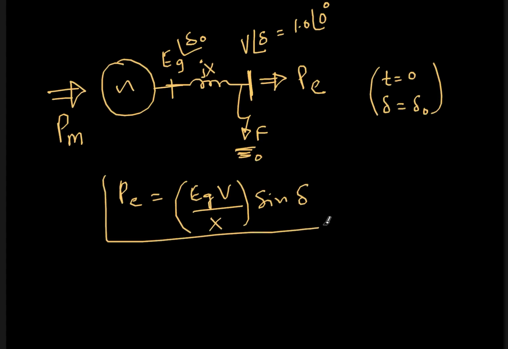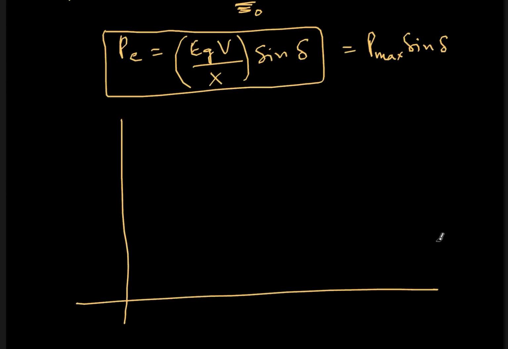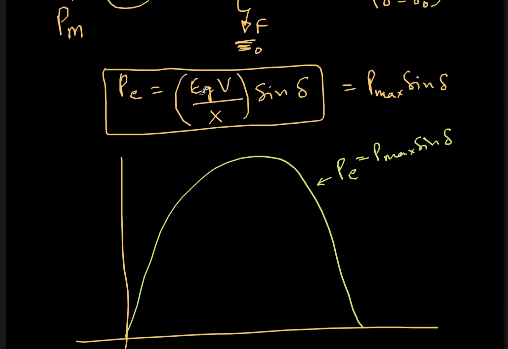But in general, this is the electrical power, and this quantity we are denoting as P max sine delta. If I draw it as a plot, it will be some curve like this. So let me draw a bigger figure. This is PE, which is nothing but P max sine delta. And P max is determined by whatever is the Eg value, V, X, and so on. So P max is actually Eg V by X.